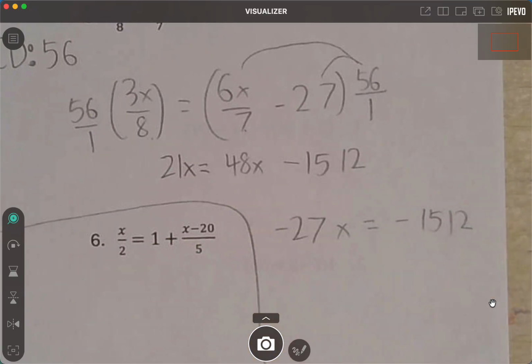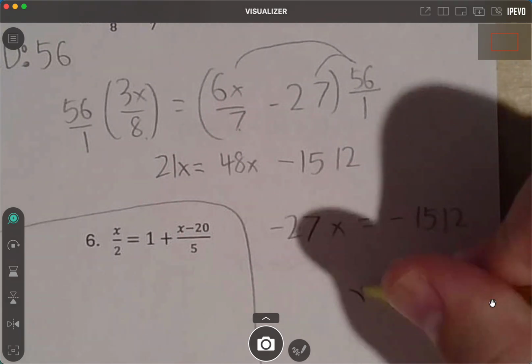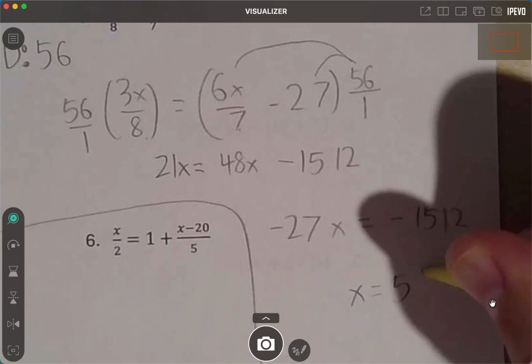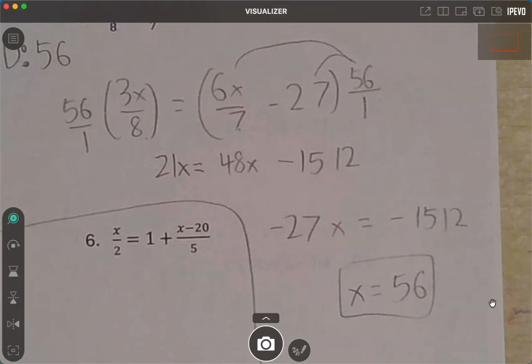And finally, let's divide by negative 27. And that will double negate and actually, coincidentally, get me 56. And that should be my answer.